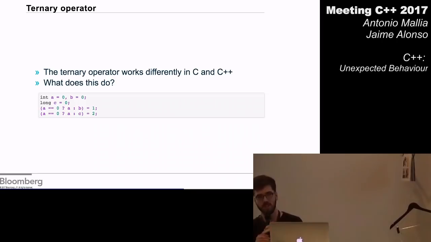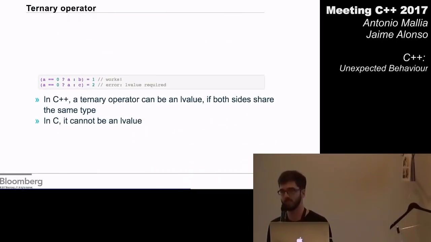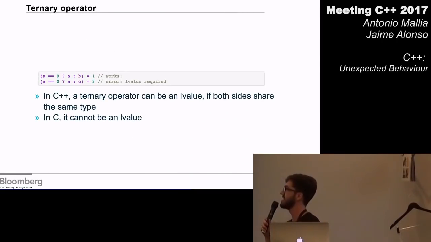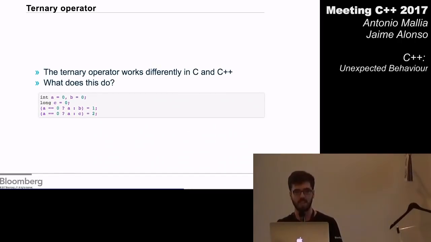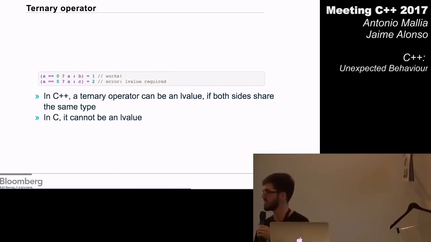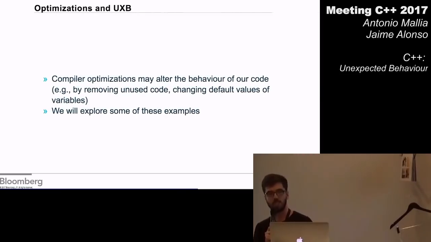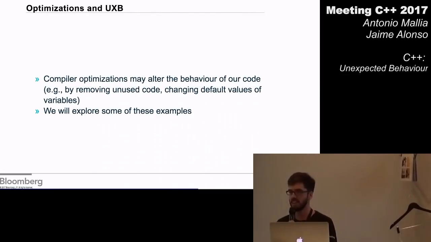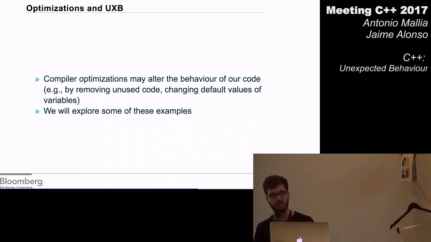So, well, half true. The first one is correct, but the second one isn't. Basically, the C++ standard says that for a ternary operator to be an L value, both of those need to have the same type, and A and C are different types. And this doesn't work in C. It's a C++ extension. So now I'm going to move into a different realm, the realm of optimizations and how we can alter the behavior of our code.